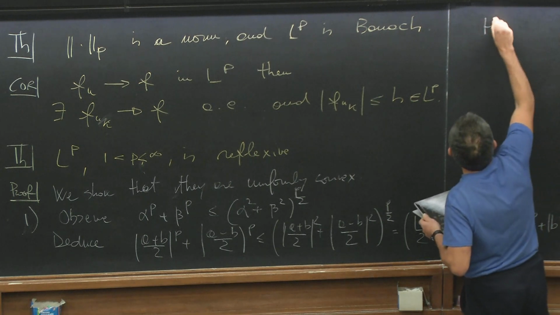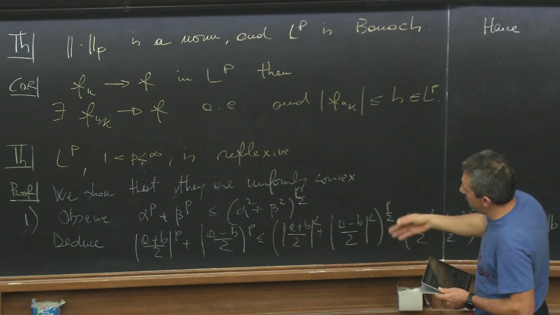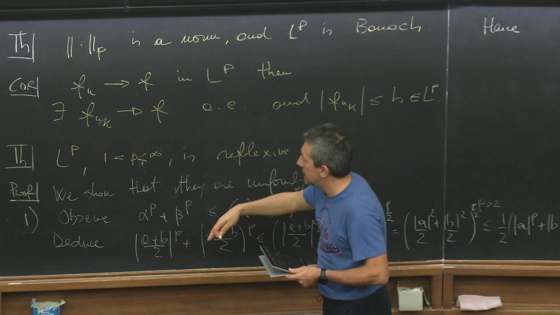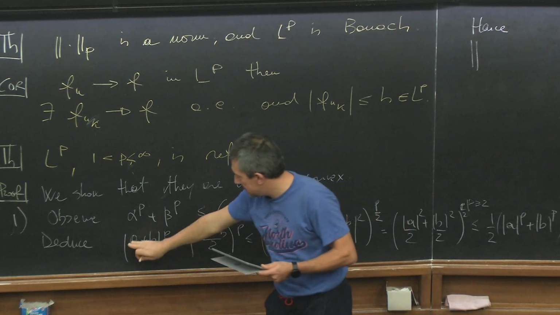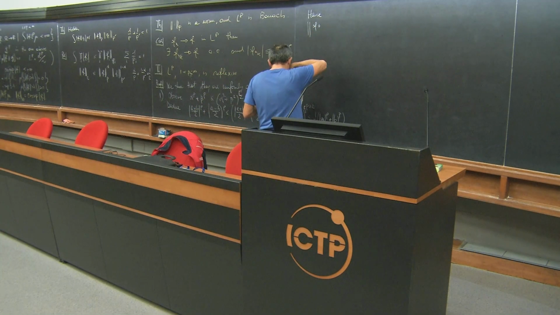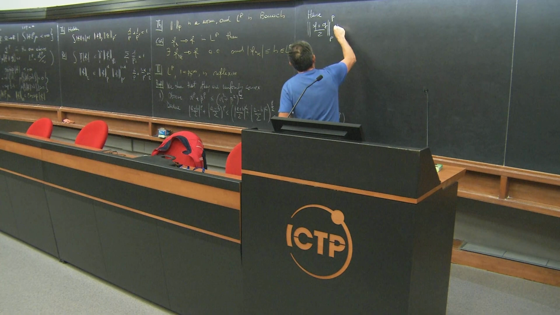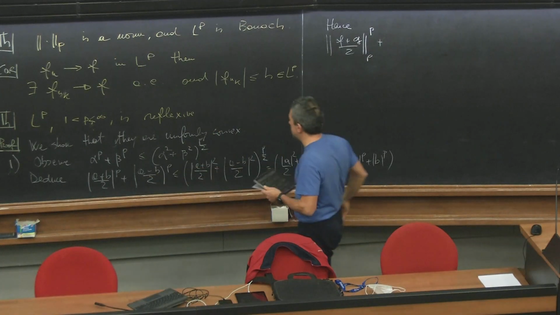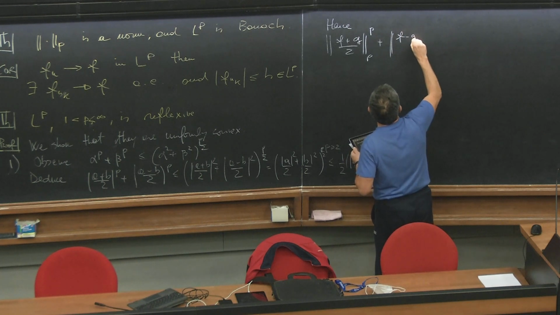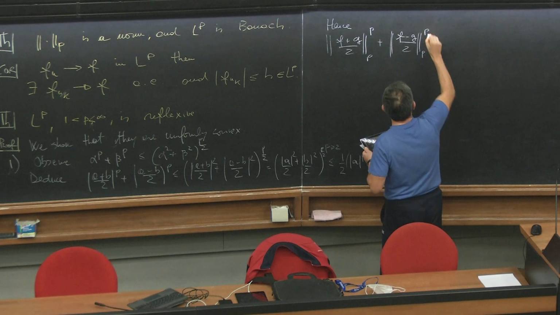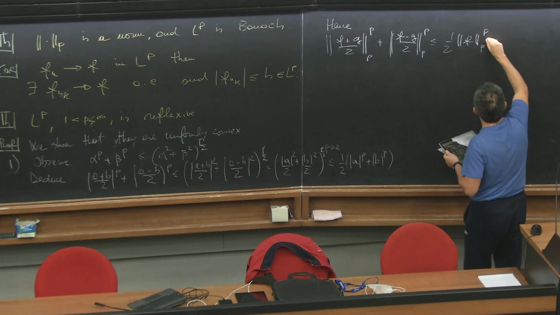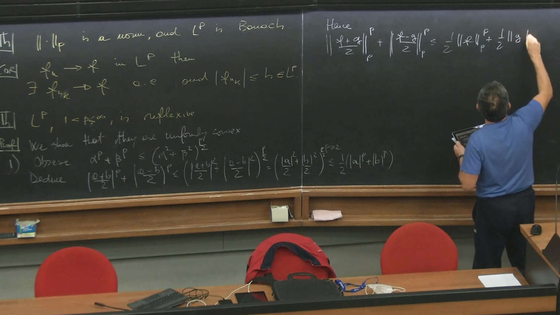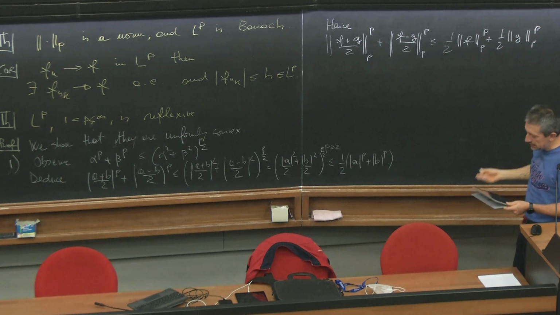So integrating, finally, we replace a and b with two functions. When I integrate, I get the norm of f plus g to the p, plus now I integrate with a equal to f, b equal to g, the norm of f minus g to the p, less or equal than 1/2 the norm of f to the p plus 1/2 the norm of g to the p. And this is the uniform convexity.